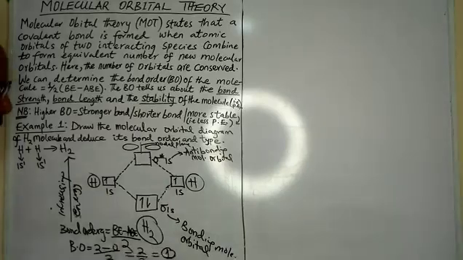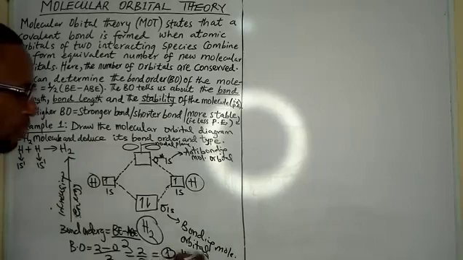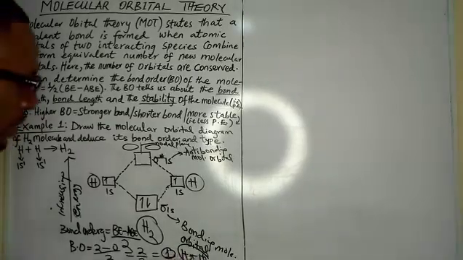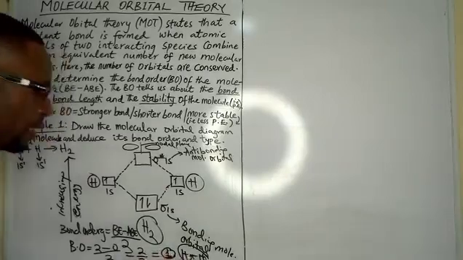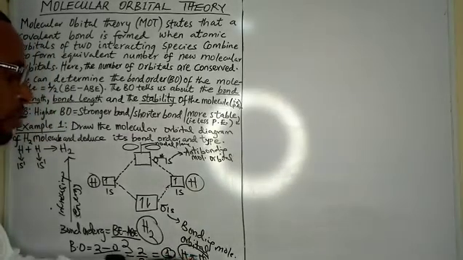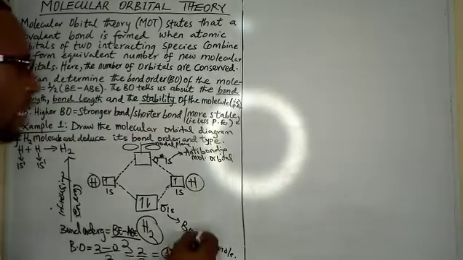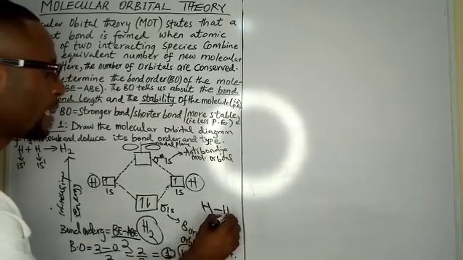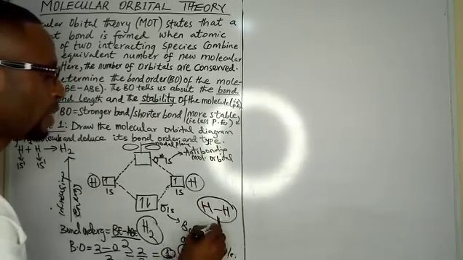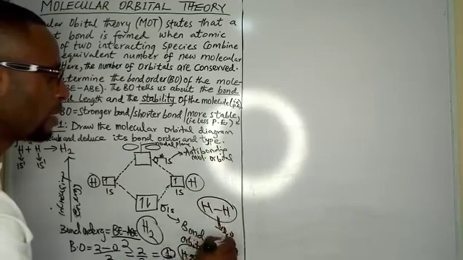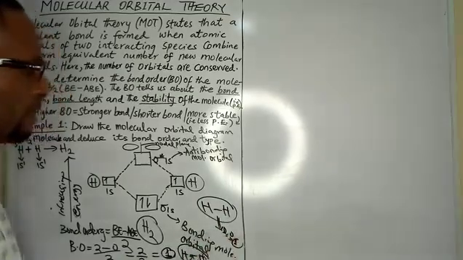Therefore, if the bond order is 1, that is why in the hydrogen molecule you have a single covalent bond. If you have a bond order of 1, that means a single covalent bond is made. That is why the hydrogen molecule has a single covalent bond, since the bond order is equal to 1.